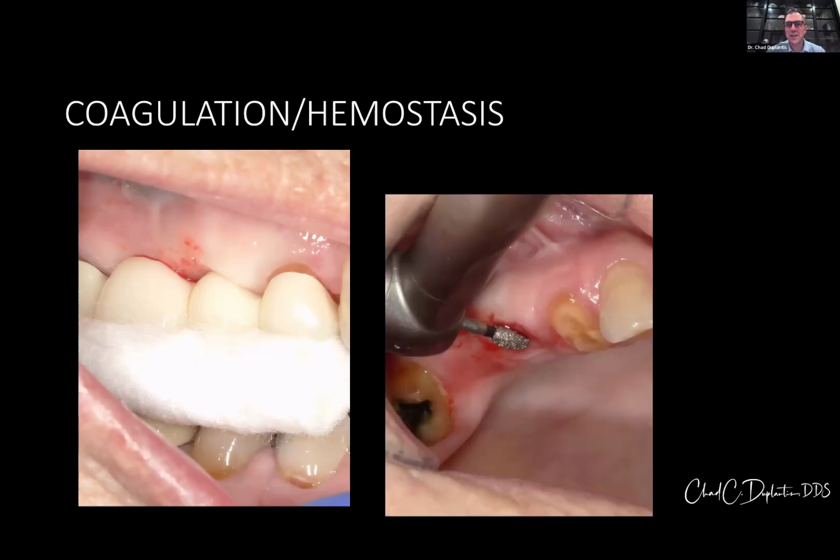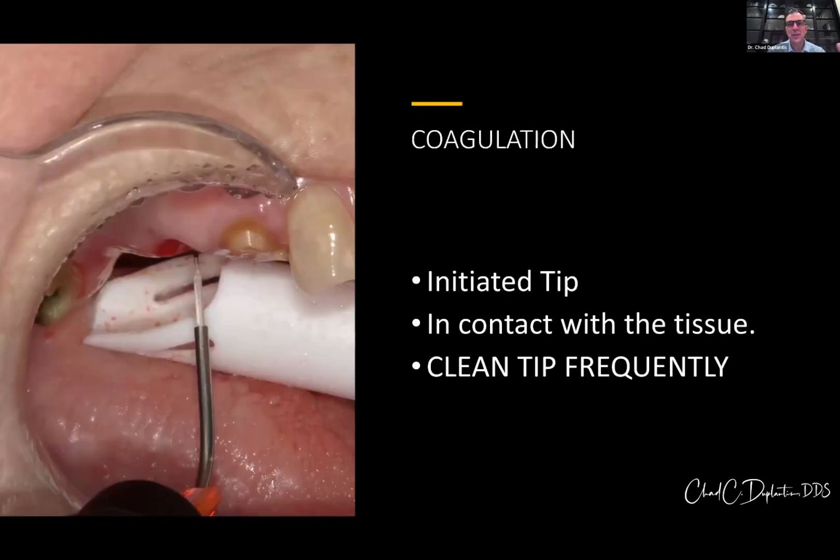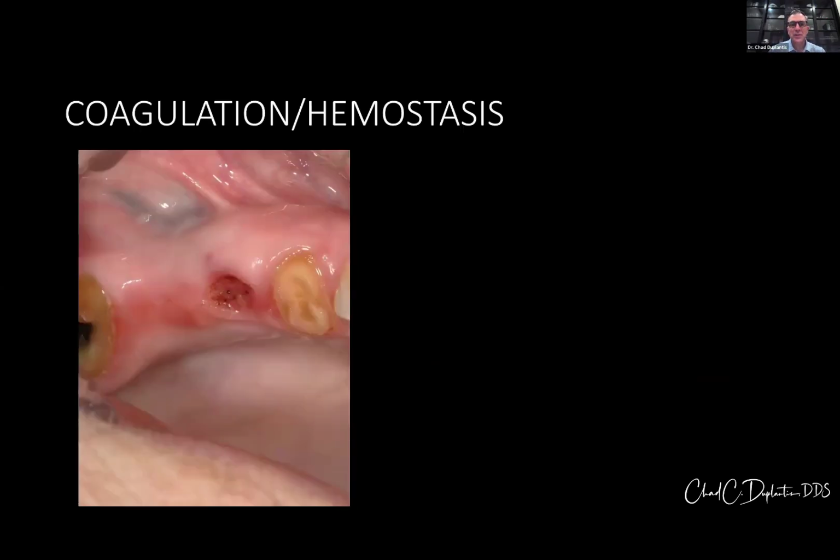I'm going to anesthetize this patient, and I'm not going to use the laser to create that pontic site. I'm actually just going to use a round, coarse diamond bur. What do we know about that? That's going to create a lot of bleeding. So we come in with an initiated tip. After we've prepped that pontic site, we're going to maintain contact with the tissue. We're going to clean the tip frequently, and we're just going to walk around and we're going to pulse those little bleeders in just a few seconds.